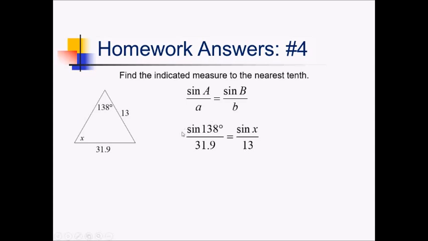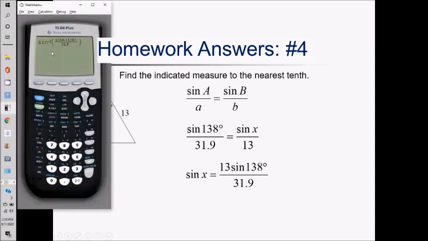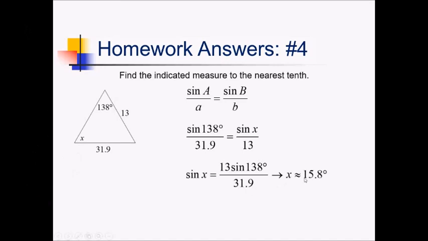So that brings the 13 up here in the numerator. We've got 13 sine of 138 over 31.9, and sine of x equals all that stuff. Well, if sine of x equals that, I need sine inverse of all this to get the actual value of x. So let's do that on the calculator. I did second sine to get the sine inverse, and then alpha y equals to get my fancy fraction. Plugging all that in and pressing enter, that's 15.8. And that's in degrees because it's an angle.